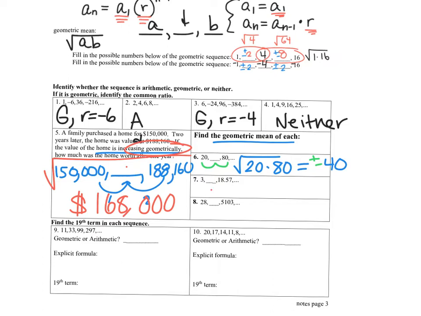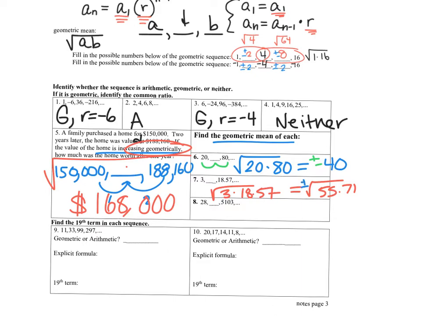Second one, I'm going to take the square root of 3 times 18.57, and this is the square root of 55.71. And when I take the square root of that number, I get an irrational number. So this is going to be plus or minus. I'm just going to leave it like that.